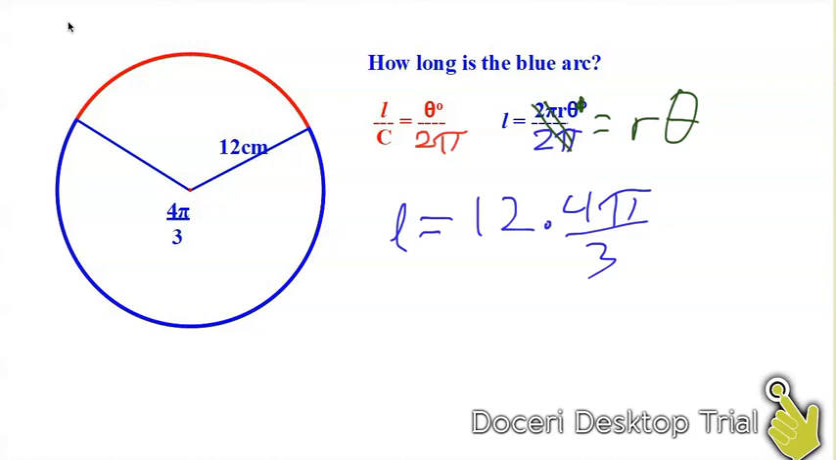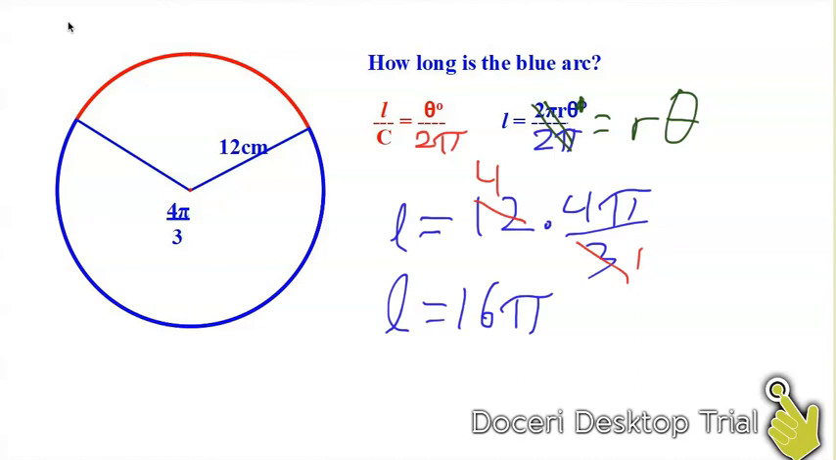So let's see, I've got 3 and 12. That's both divisible by 3. That's 4. So now I end up with 4 times 4 pi. And so the length of my circle there is going to be 16 pi. And if I want the exact answer, that's what it is.